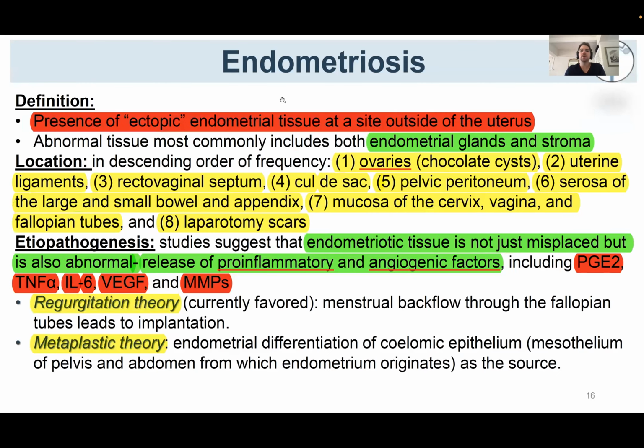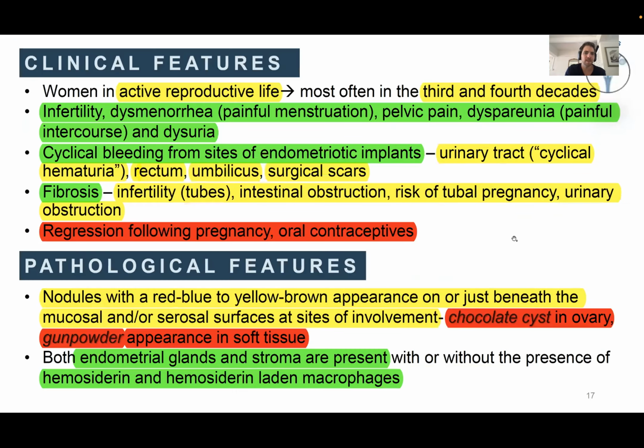Okay. Endometriosis, ectopic endometrial tissue outside of the uterus. Primarily, we talk about those chocolate cysts in the ovaries. That's a big one. You can see here, but you can get them elsewhere: uterine ligaments, septum, peritoneum, all over the place. But typically, they talk about it in the ovaries, and this gives you the factors that are involved, misplaced factors. So those are common things that go wrong.